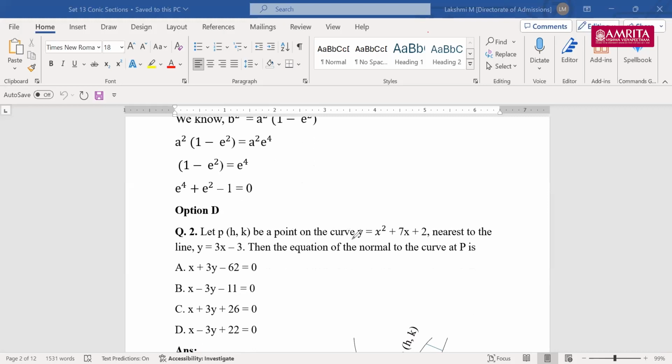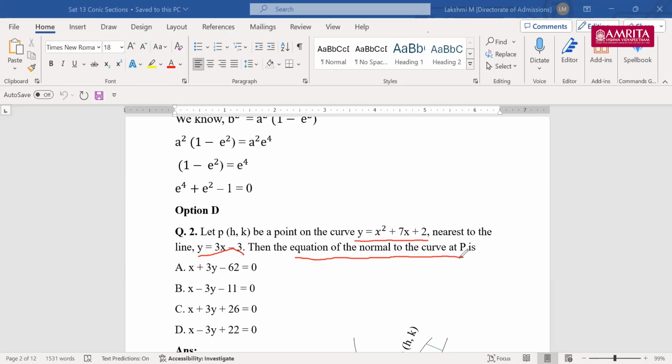Let P of h, k be a point on the curve y is equal to x square plus 7x plus 2, which is nearest to the line y is equal to 3x minus 3. The question is asking us to find the equation of the normal to the curve at P. I have a curve y is equal to x square plus 7x plus 2. There is a point P of h, k on the curve. So there is a curve, there is a point here, and it is nearest to the line y equal to 3x minus 3. The distance between the point on the curve and the line is important.